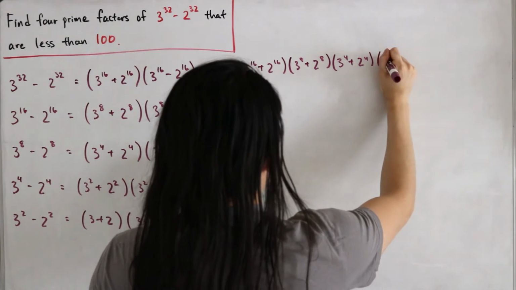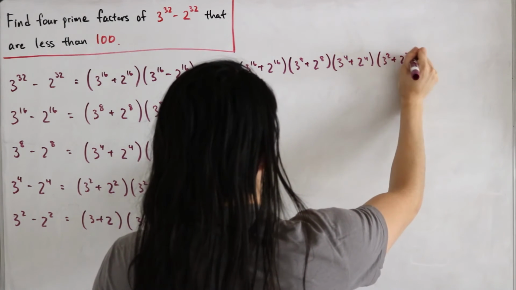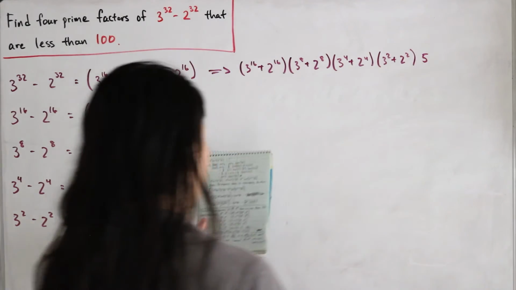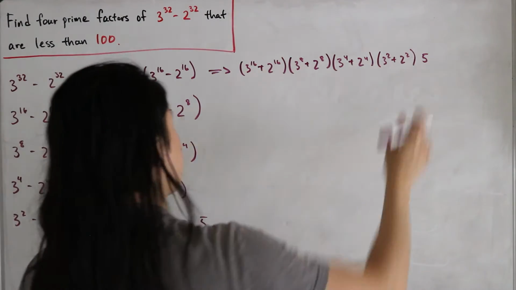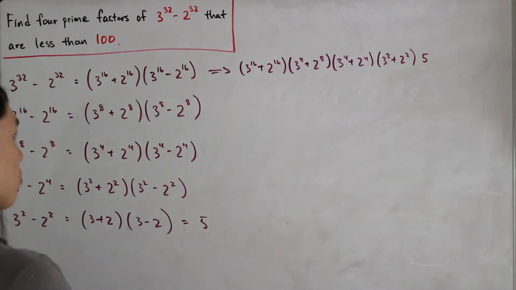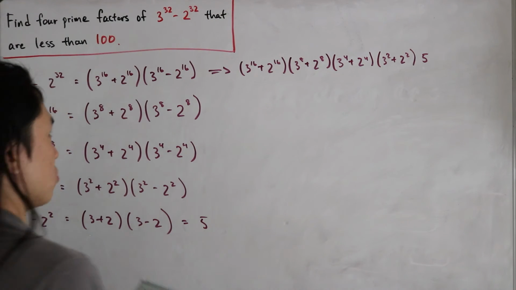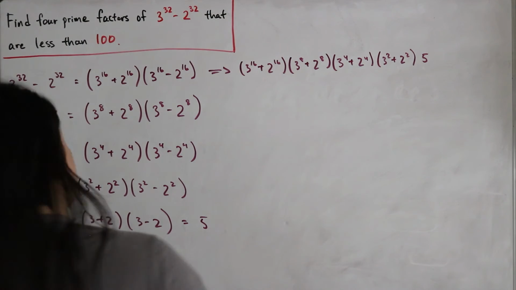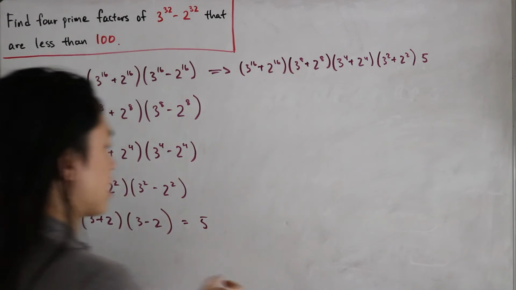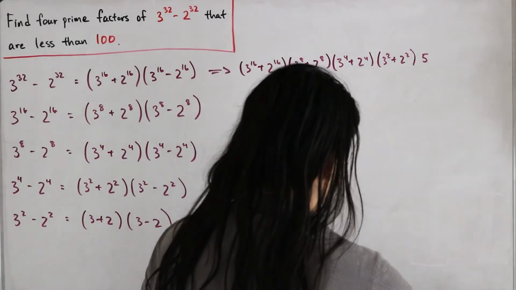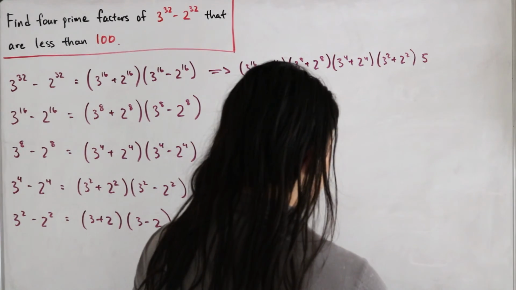And then times 3 squared plus 2 squared, and then times 5. So far as we know, 5 is our prime factor, our prime number for the factorization of that big number. So at least we found one of them. So why don't we now, since we have these numbers over here, break down and find out what the other prime factorizations of these numbers are too.